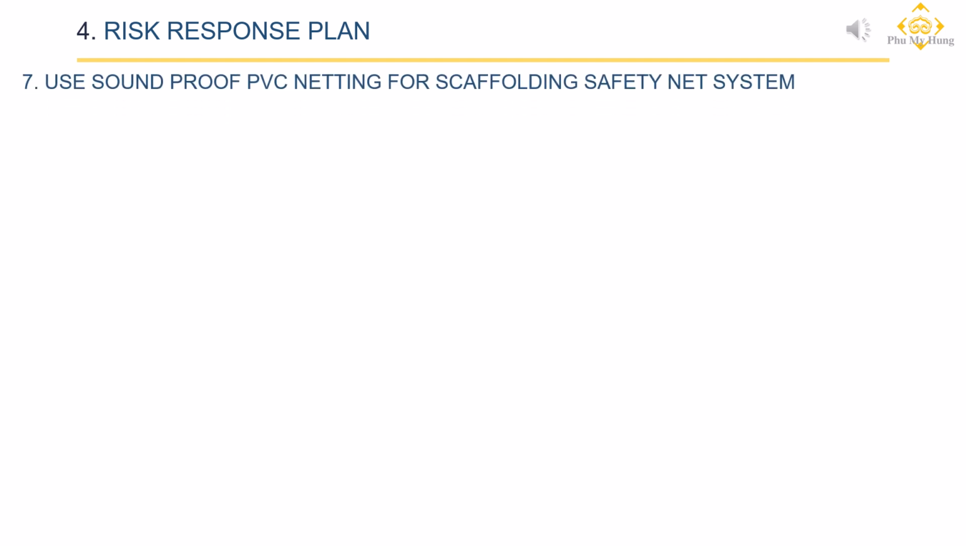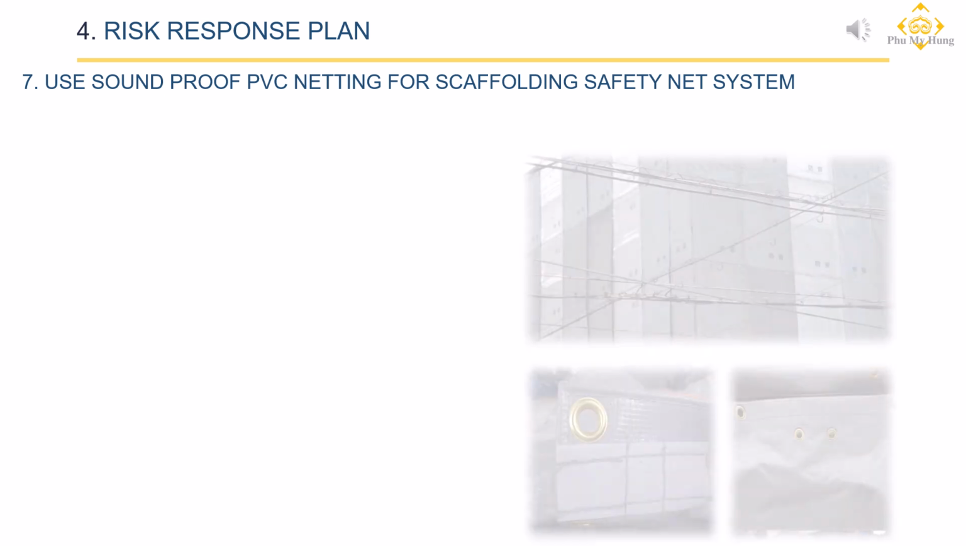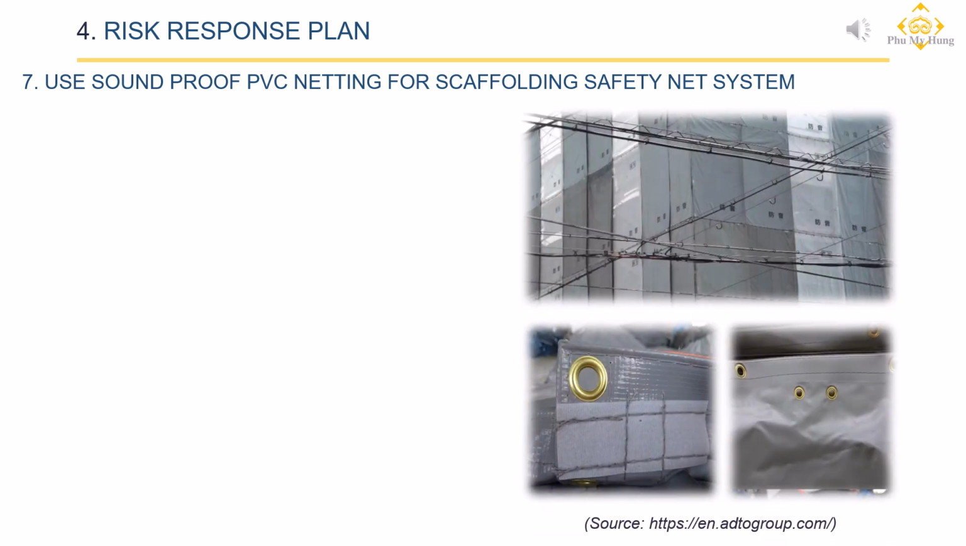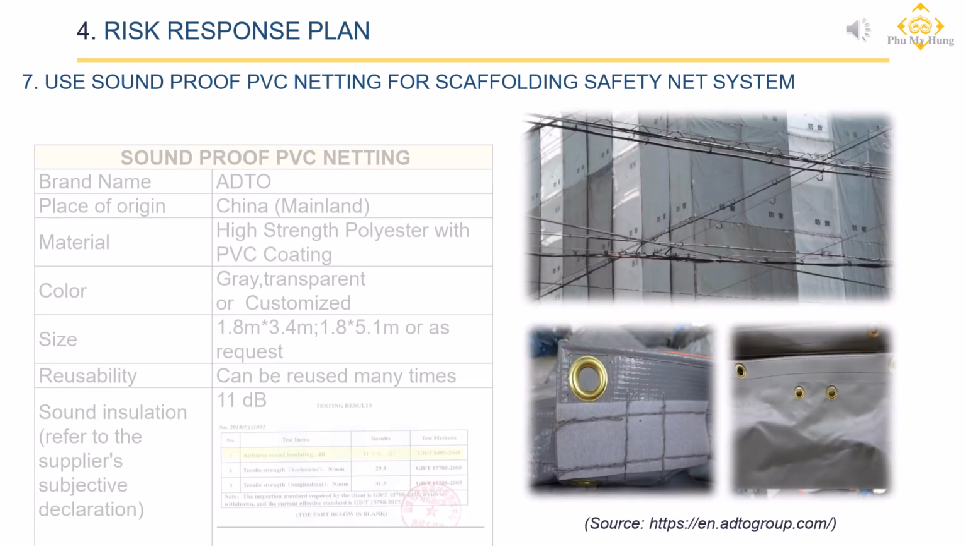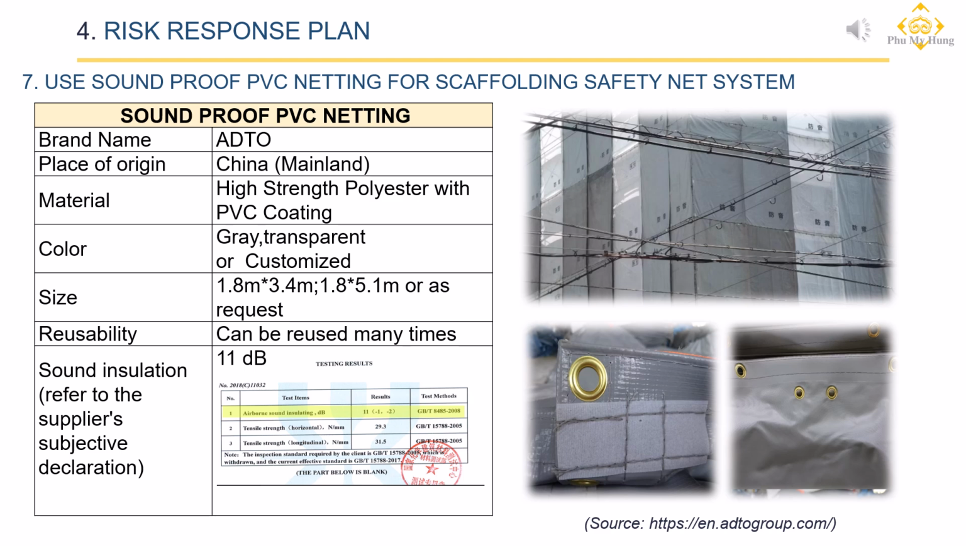Regarding the scaffolding and external protective netting system, we propose the use of a PVC-coated mesh integrated with a polyester soundproofing layer. This type of netting is commonly used in high-rise projects in city centers of developed countries. Not only does it help block dust, odors, and debris, but it also provides soundproofing with a technical specification of up to 11 dB, according to the manufacturer's brochure.